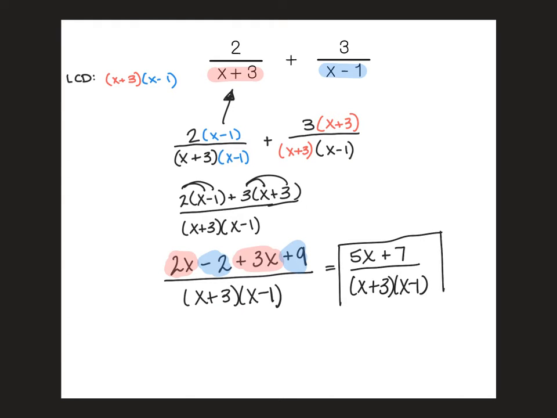Just as a reminder, if I ask you to list any restrictions, I would want to list right here, if x were negative 3, that would make the denominator 0, so x cannot equal negative 3. And if I were to list a restriction for this part, x could not be 1, because 1 minus 1 would get me 0, and the denominator can't be 0.